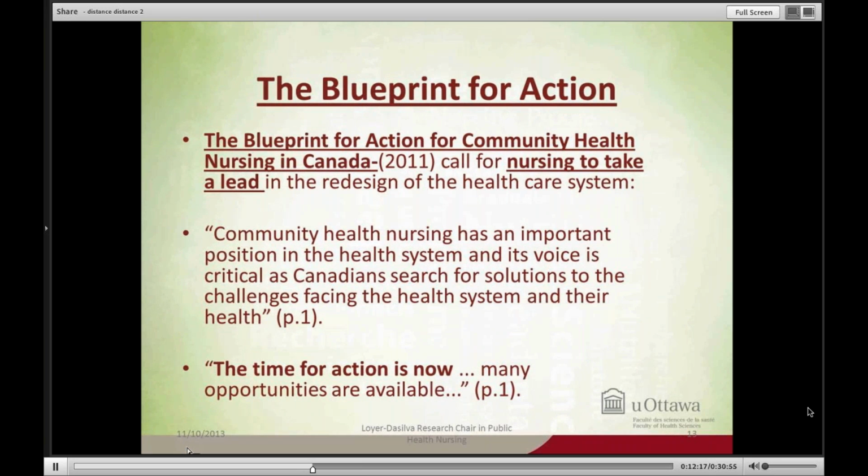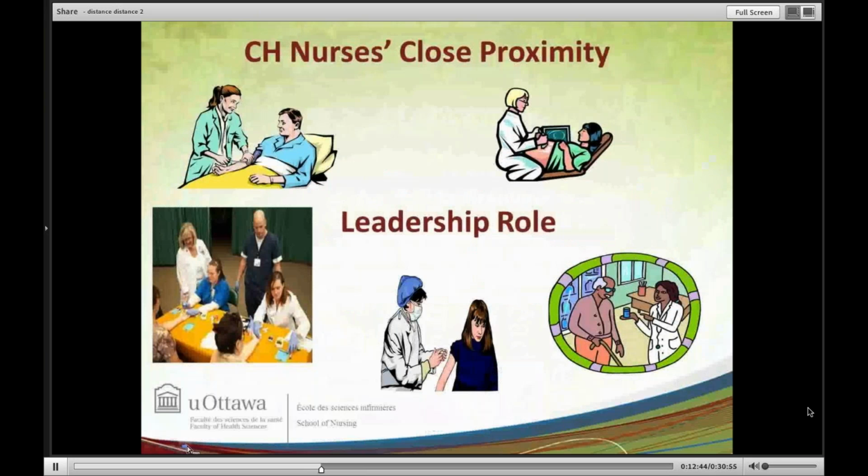The blueprint for action also calls nursing to take a lead in the redesign of the healthcare system. It says community health nursing has an important position in the healthcare system, and its voice is critical as Canadians search for solutions to challenges facing the healthcare system and their health. The time for action is now, and many opportunities are available as we engage in the dialogue to create change in healthcare.